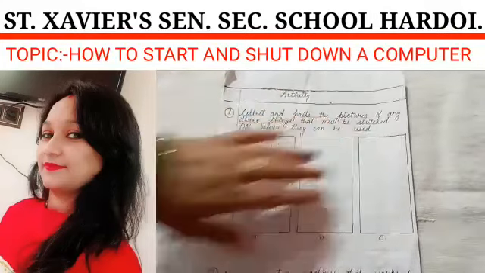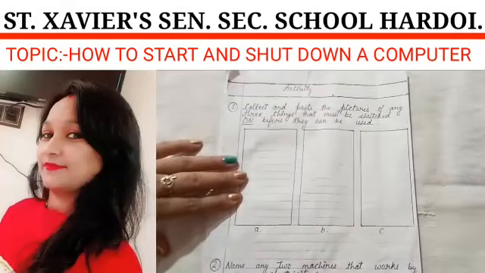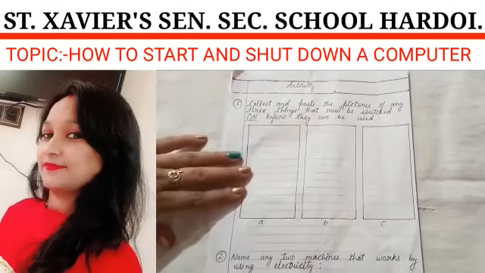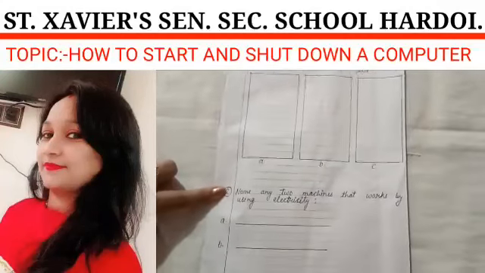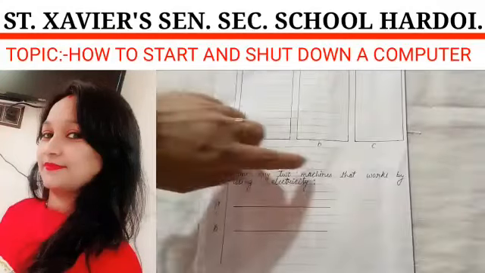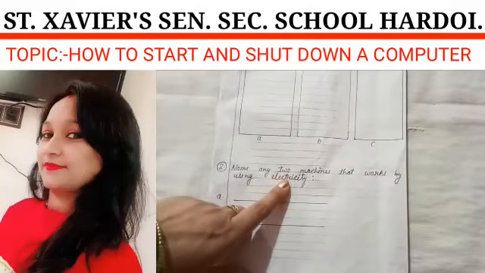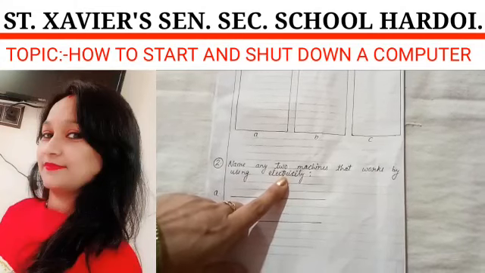Those must be switched on before they can be used. And your activity 2 is to name any 2 machines that work by using electricity. Do you write the name here? Okay.